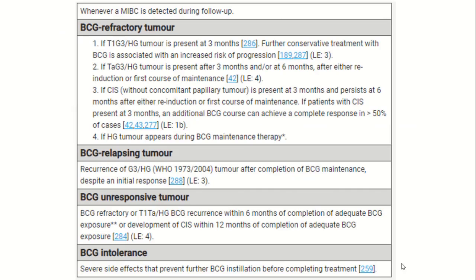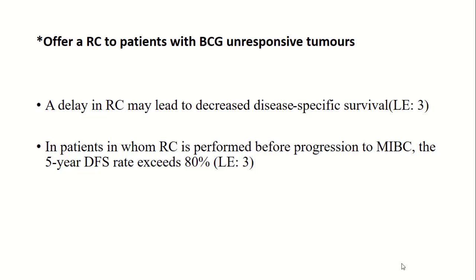This is a tabulated form of the different non-responding BCG groups, and they have said to offer radical therapy to patients with BCG unresponsive tumors. A delay in radical cystectomy may lead to decreased disease-specific survival, whereas in patients in whom radical cystectomy is performed before progression to muscle-invasive bladder cancer, the 5-year survival rate exceeds 80%.